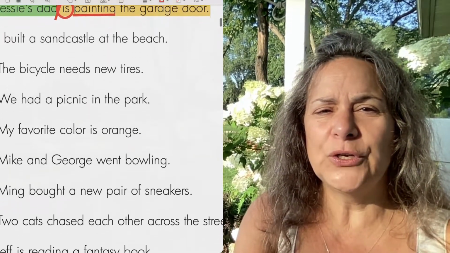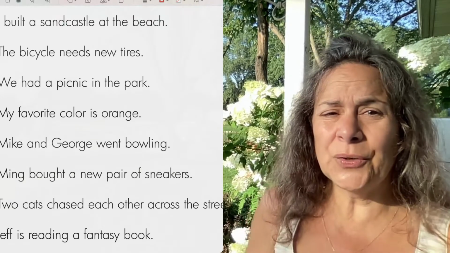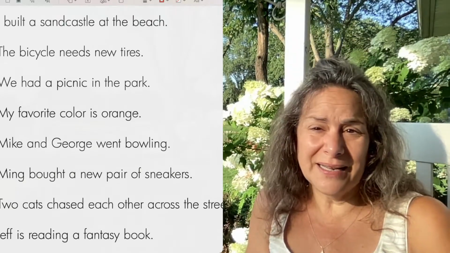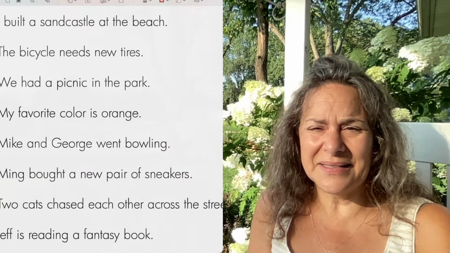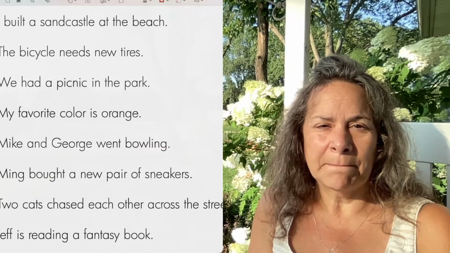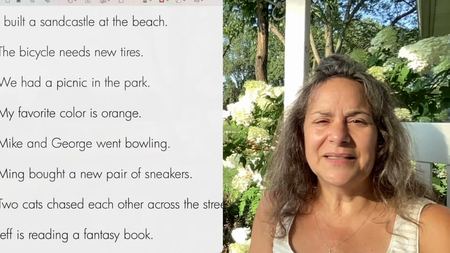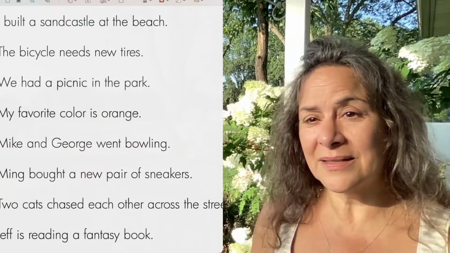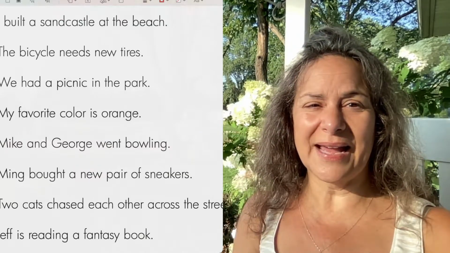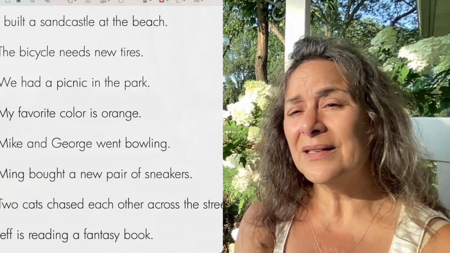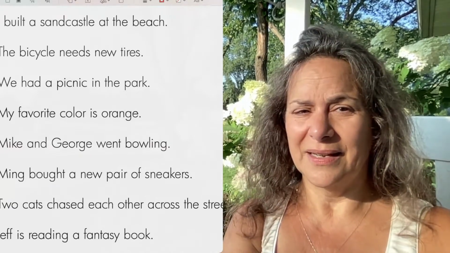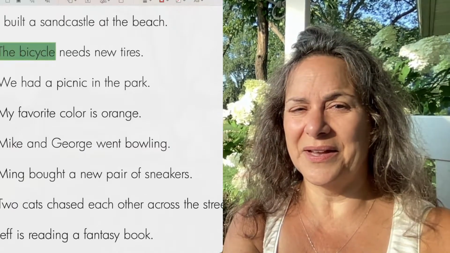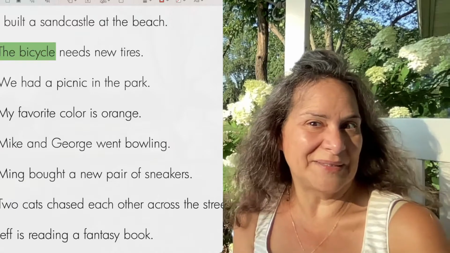Here's a few more for you to do on your own. I built a sandcastle at the beach. The bicycle needs new tires. Where's the subject of that sentence? Where's the subject doing the action? It could be a person, a place, or a thing, right? Where's the subject? The complete subject is the bicycle. I just helped you out with that one.